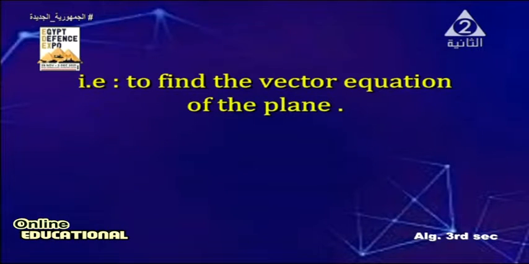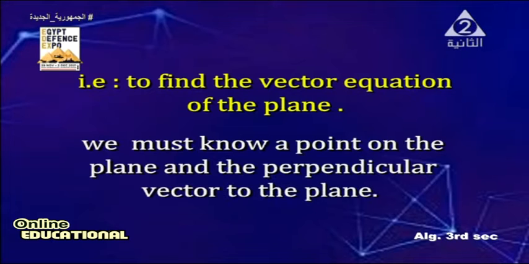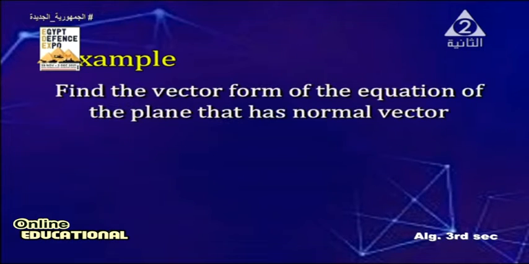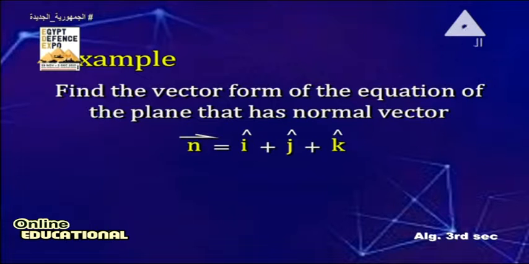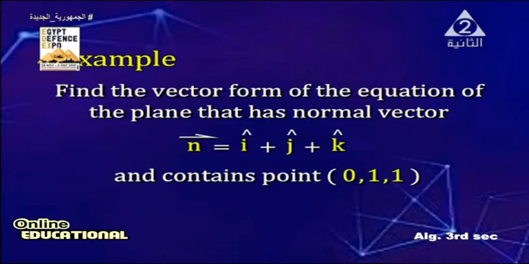To find the vector equation of the plane, we must know a point on the plane and a perpendicular vector to the plane, or n. Example. Find the vector form of the equation of the plane that has normal vector n equals i plus j plus k. What do you mean? 1, 1, 1. Components of the n are 1, 1, 1. And contains the point 0, 1, 1.